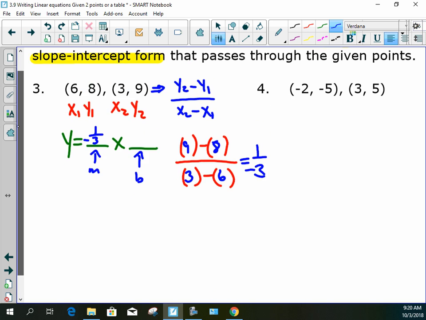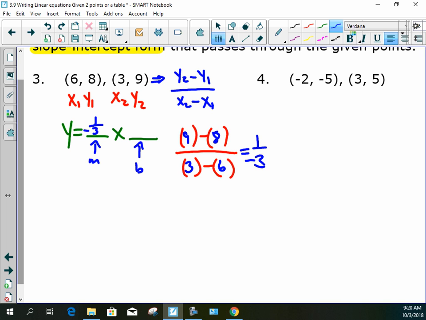Well, this is the important part. You have to take your x and y values from the same point. You cannot take the x from here and the y from over here. You cannot do that. So I say use x1, y1. So I come back over here and I'm going to use x and y to fill in here and solve for b.